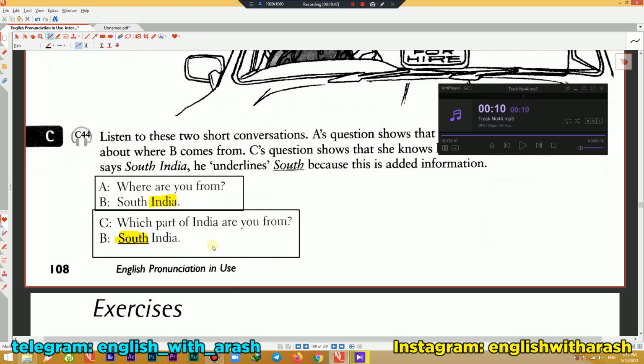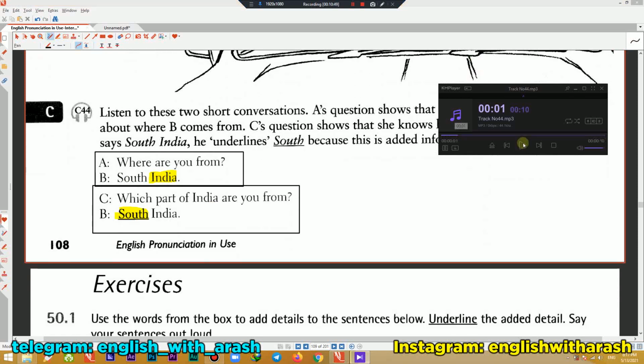Where are you from? South India. Which part of India are you from? South India.